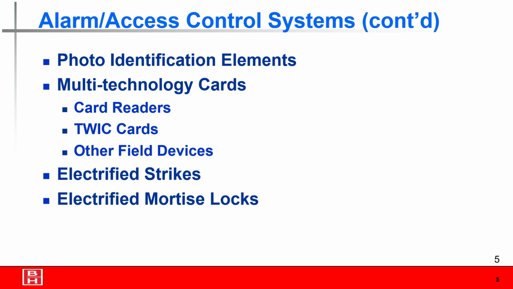Electrified strikes replace conventional door strikes into which a typical door latches. Unlike conventional doors, which require the latch to be retracted for the door to open, an electrified strike unlocks the door by simply folding back the release, and the door swings open instantly.